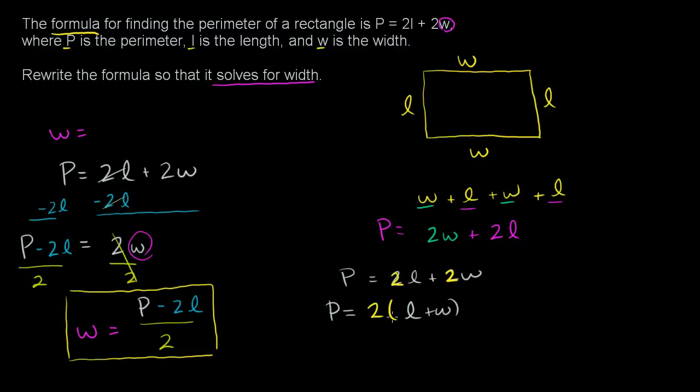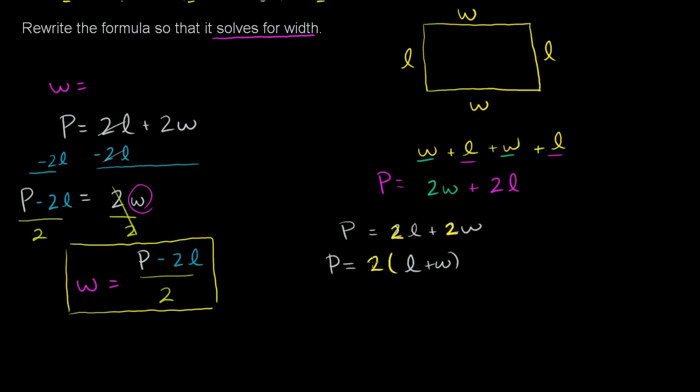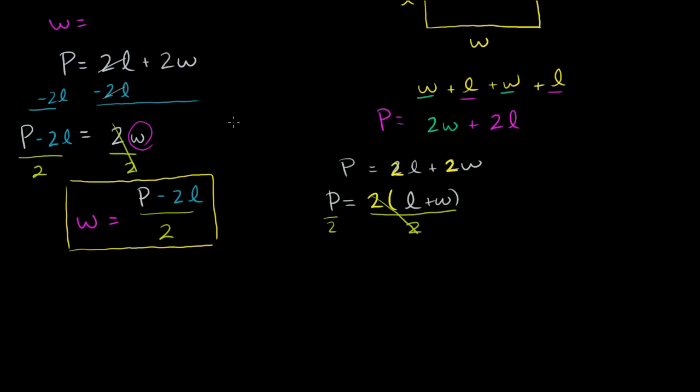Now, we can divide both sides of this equation by 2 so that we get rid of this 2 on the right-hand side. So if you divide both sides by 2, these 2's are going to cancel out. 2 times anything divided by 2 is just going to be the anything, is equal to P over 2. So let me just rewrite this over here. We will get P over 2 is going to be equal to L plus W. And then if we want to solve for W, we just subtract L from both sides.